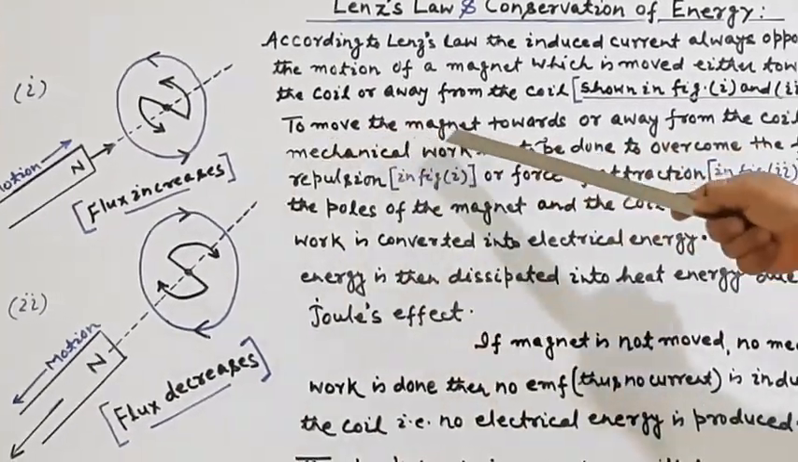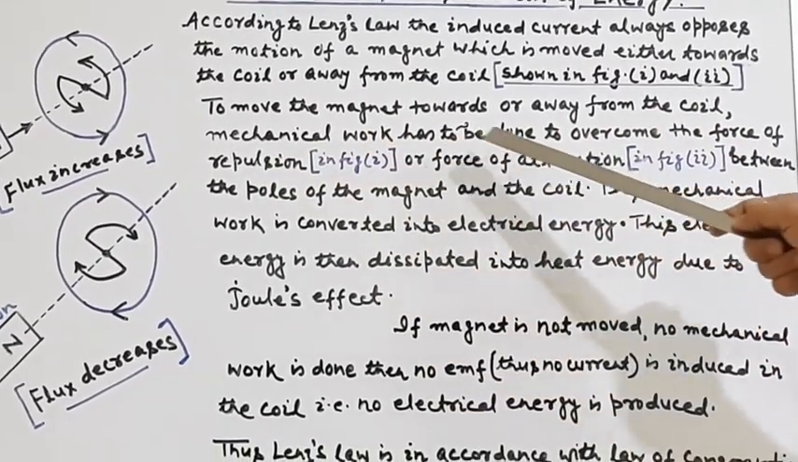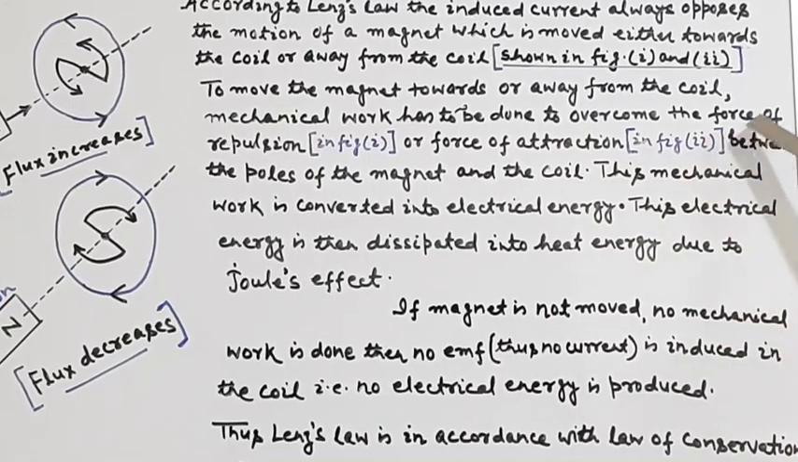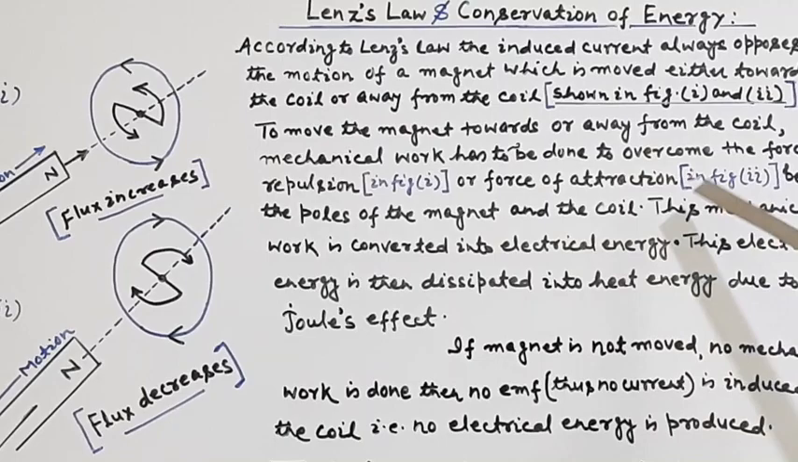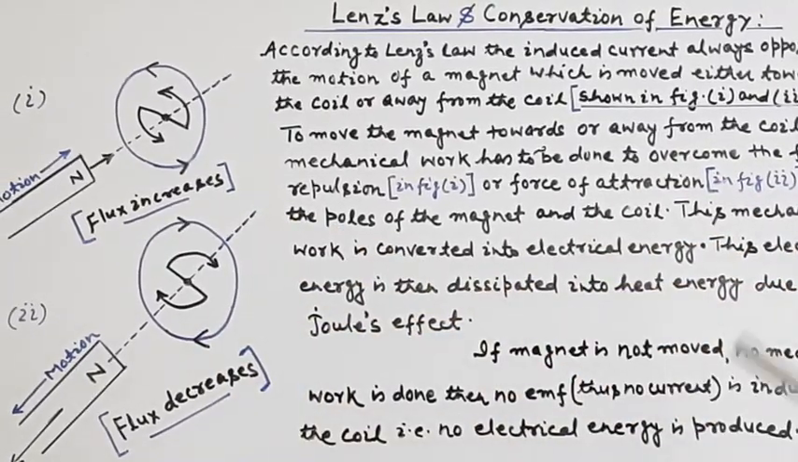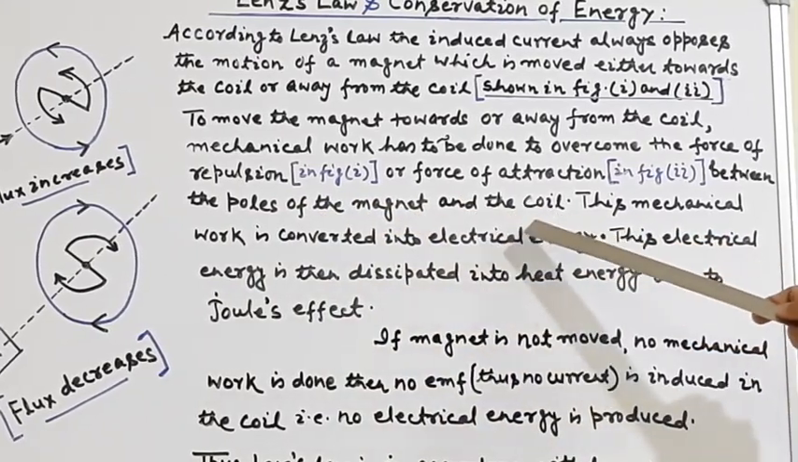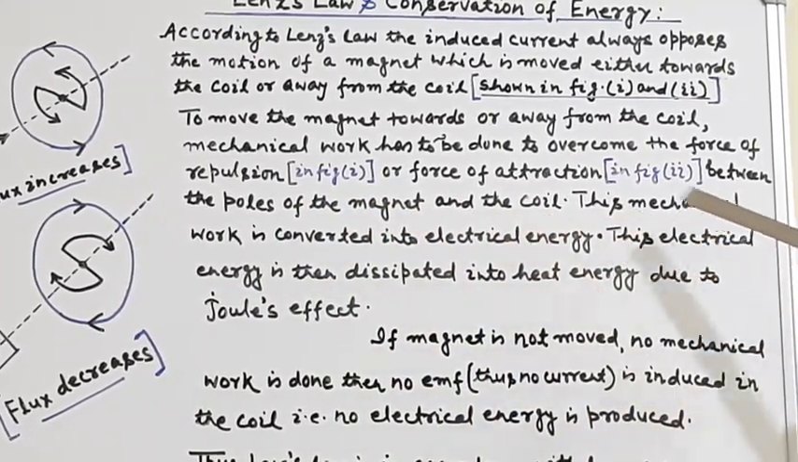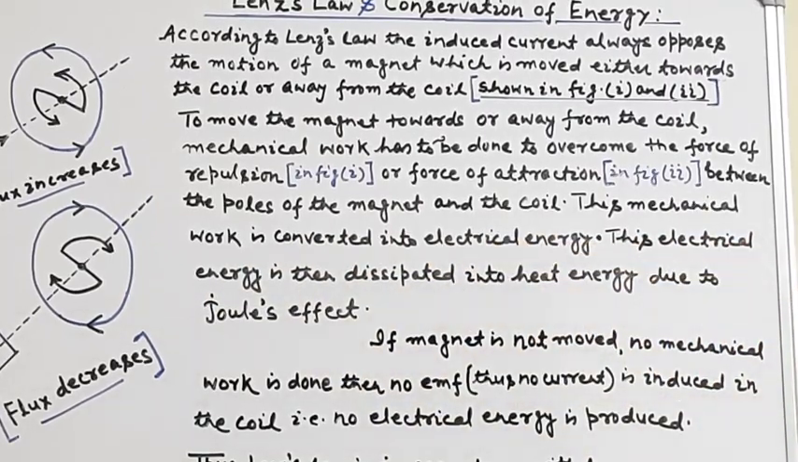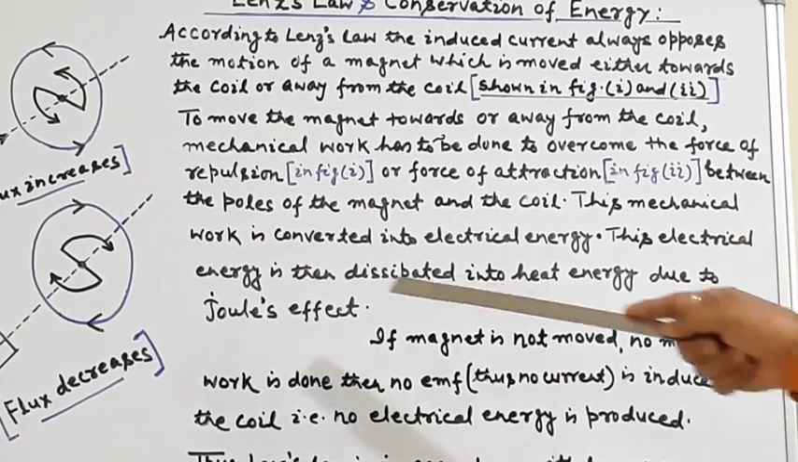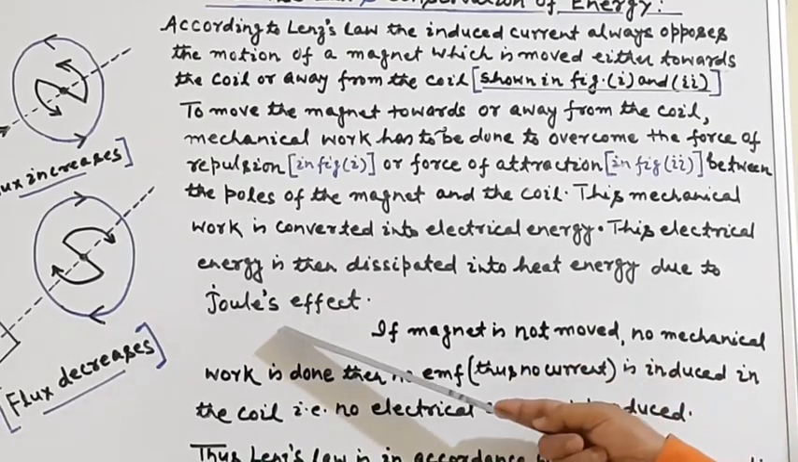So to move the magnet towards or away from the coil, mechanical work has to be done to overcome the force of repulsion in case of figure 1, or the force of attraction in case of figure 2, between the poles of the magnet and the coil. This mechanical work is converted into electrical energy, and this electrical energy is then dissipated into heat energy due to Joule's effect.